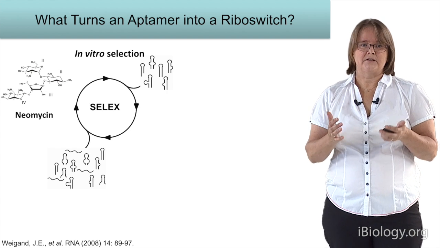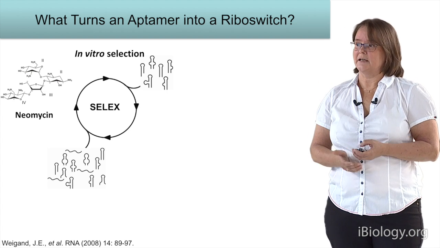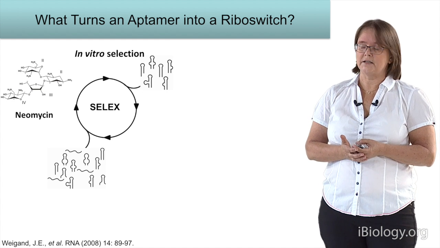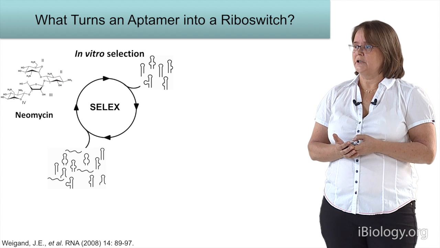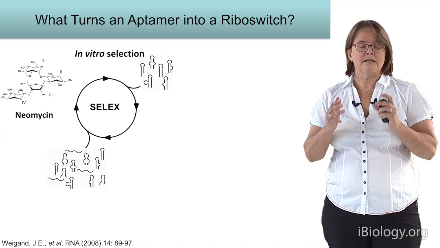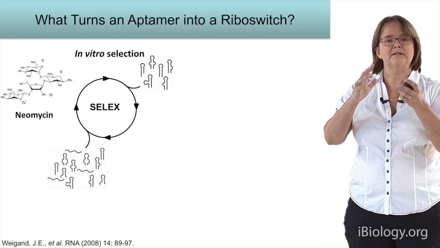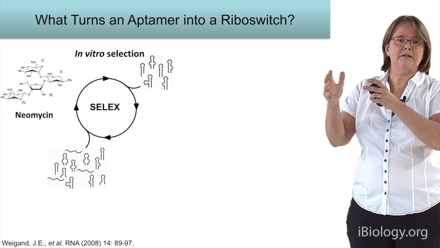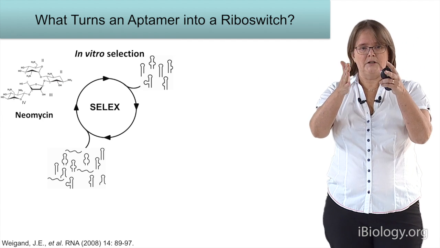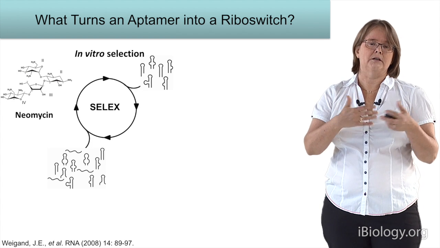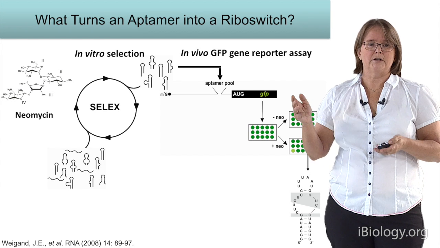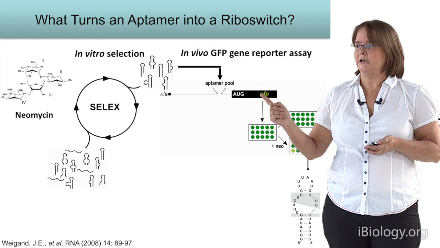try to find further of these regulating aptamers. This time the selection was done with neomycin as a target. After several rounds of selection, we ended up with an enriched pool of aptamers. So this means within these pools, there are several aptamers which can bind theoretically to neomycin. But then we did not continue with this pool and sequence it and look for single colonies, but we used the complete pool and we cloned the pool in front of GFP reporter genes.